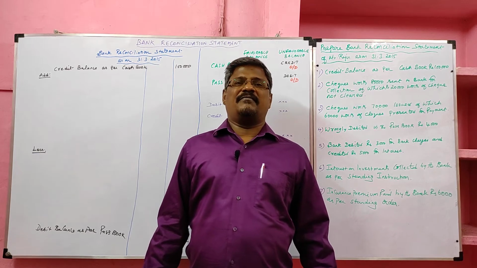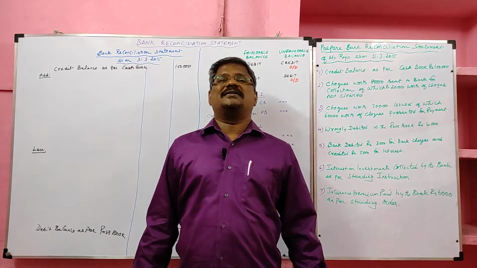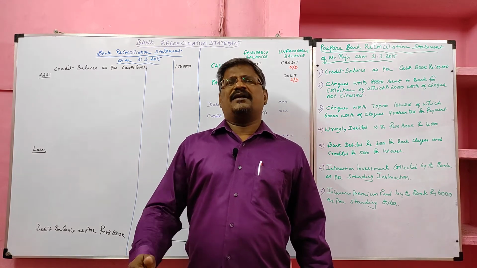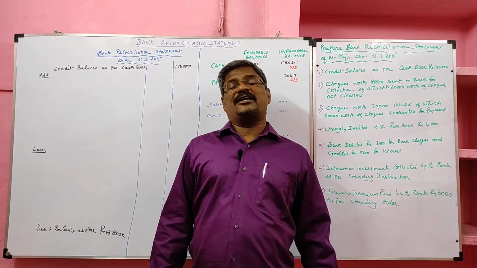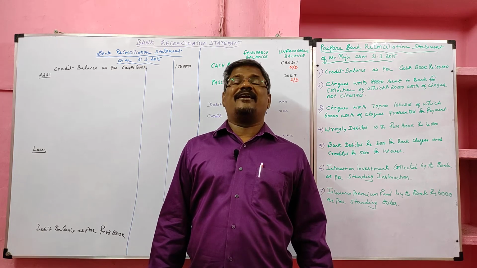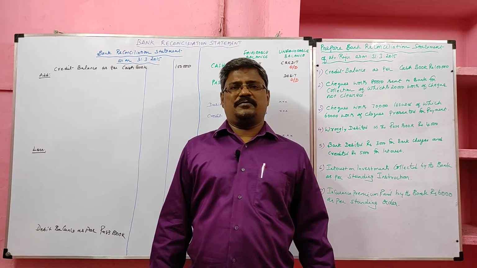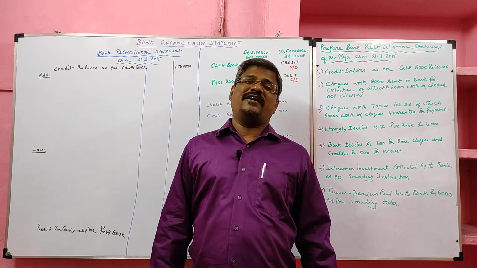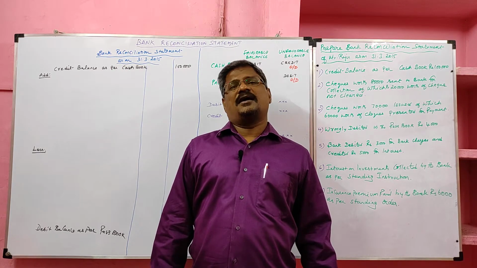Today we are going to learn bank reconciliation statement method 3. Already we completed method 1 and method 2. In method 1, debit balance as per cash book is given. We ascertained credit balance as per passbook. In method 2, credit balance as per passbook is given. We ascertained debit balance as per cash book.